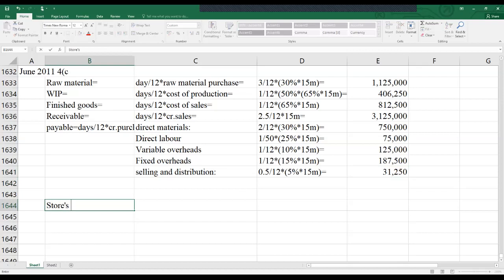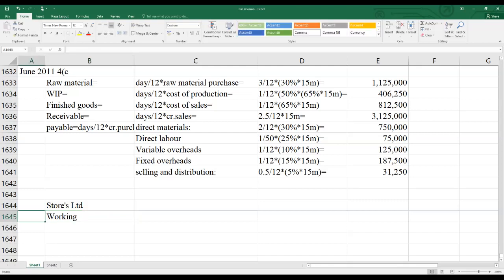Stores Limited. The working capital statement, statement of working capital, that's a better term. Statement of working capital. Okay, so it can be in current assets.